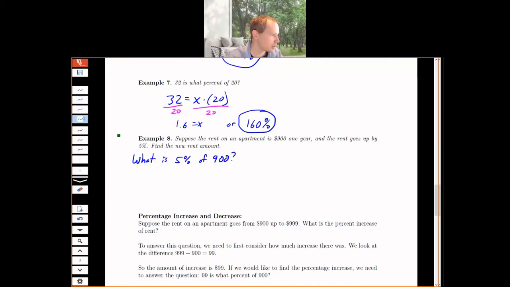So we say, okay, well, I know how to do that, right? X equals 0.05 times 900. That's the translation work that we just did a minute ago. You say, okay, well, that's a very straightforward multiply. So 0.05 times 900 is 45. Since 900 was in dollars, this is $45. So that means the rent went up by $45. So when it says find the new rent amount, I start with $900, and it went up by $45. So my new rent amount is $945.